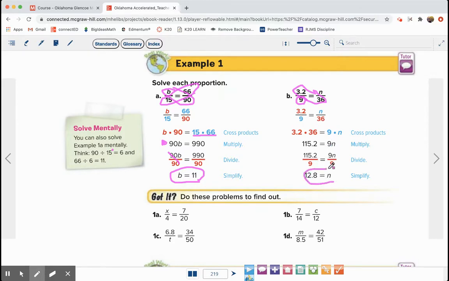All I did was show you the other way you can solve this. If you like this way better, do them both that way. It's just whichever way is easiest for you to remember to solve for your missing variable since we're solving proportions. This is one of my favorite things to do in math, is solve proportions.